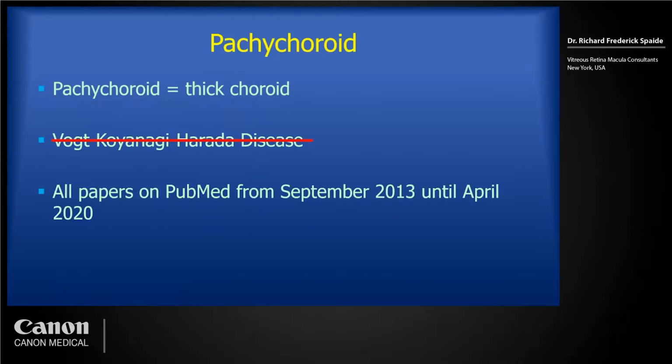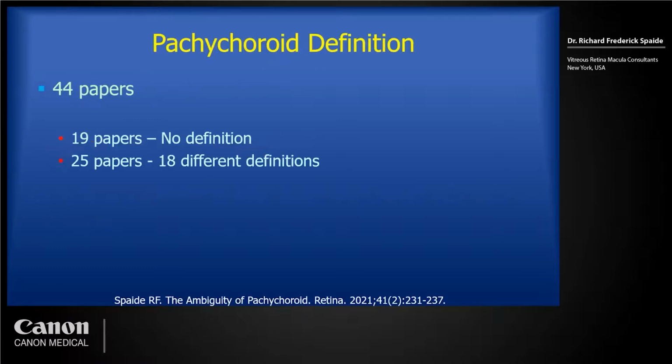From this, some people developed the concept of pachychoroid, or thick choroid, but for some reason never included Vogt-Koyanagi-Harada disease. To get an idea about what really entailed pachychoroid and its entities, I looked at all papers published from September 2013 until April 2020. There are 44 papers specifically about pachychoroid. 19 of these papers had no definition. 25 papers used 18 different definitions.